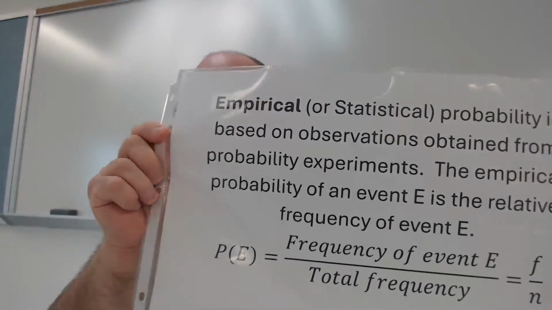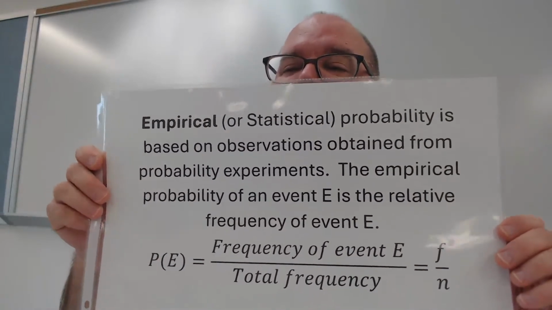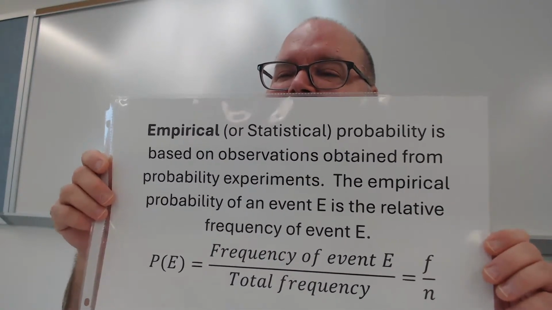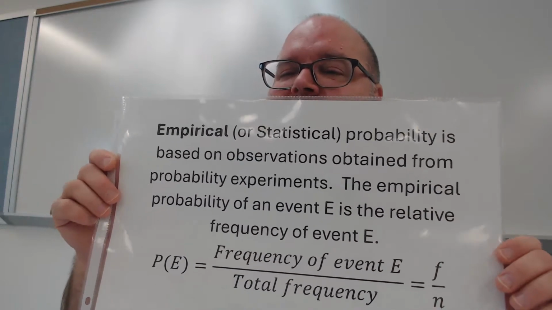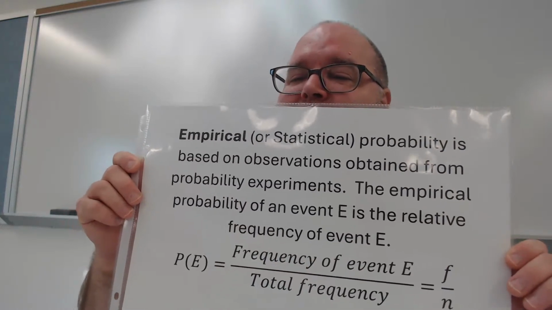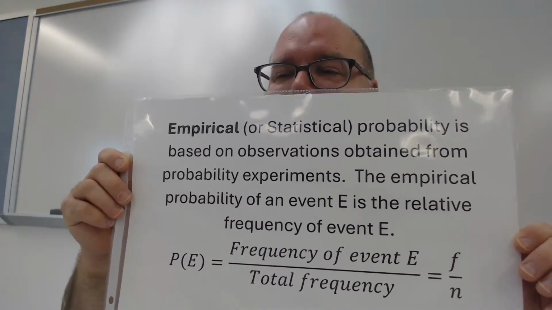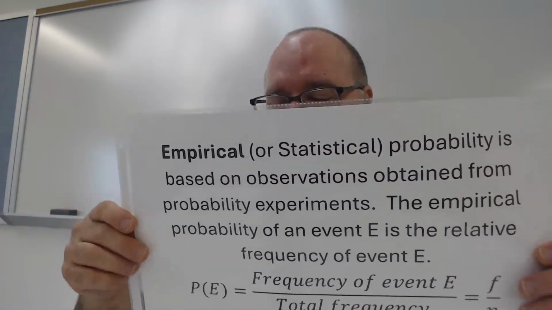When we're dealing with statistics in general and many other things, we're actually going to be using empirical probability or statistical probability, which is based on observations obtained by probability experiments. The empirical probability of an event E is the relative frequency of event E, or the frequency of event E divided by the total frequency. So the frequency of the event divided by the number of attempts.